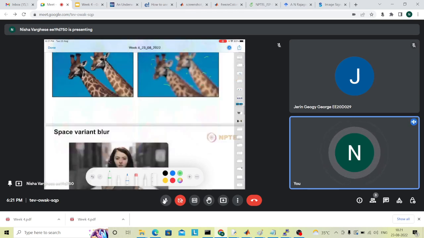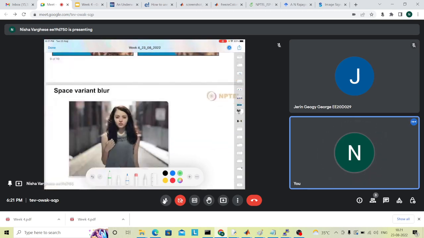Then comes space variant blur. So here in this picture, you can see that it is a space variant blur. So blur depends on space. At every space, blur is different. So here blur is low, but at the back side, blur is very high. So blur depends on space. That means it's a space variant blur. According to space, blur will be varied.